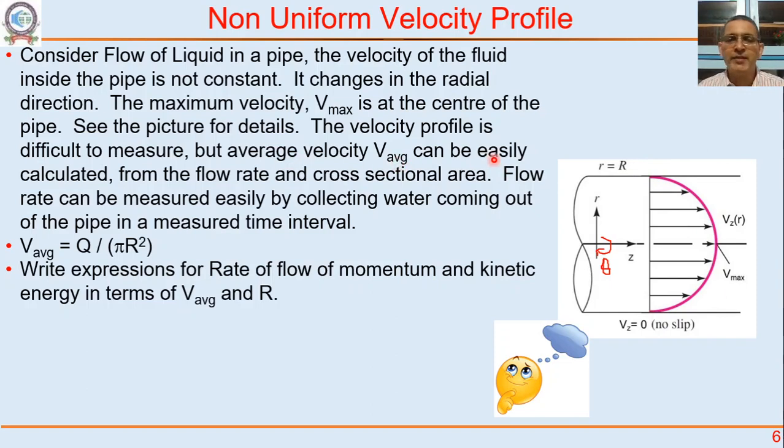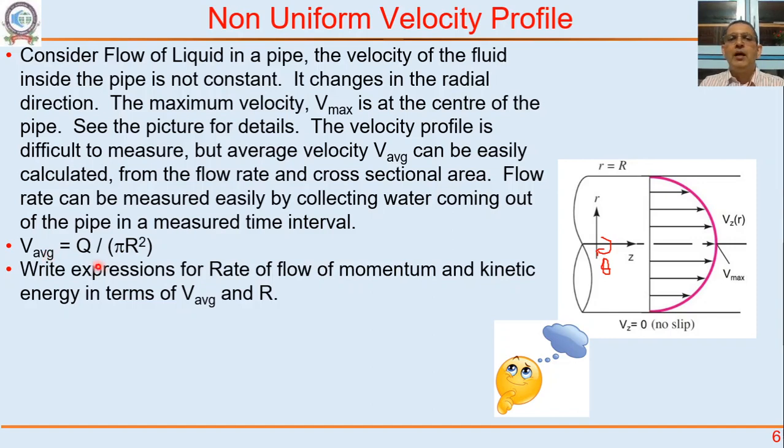So this velocity profile is difficult to measure. We'll see some methods to measure it, but right now it's difficult to measure. But the average velocity in the pipe I can easily measure. I can take this pipe, collect water coming out of it in, let's say, 5 minutes, 2 minutes, 1 minute, and so on, and measure the volume of water collected. Volume of water collected in 1 unit time, that's nothing but flow rate, right? So the volumetric flow rate, divided by the cross section, is going to tell us the average velocity.